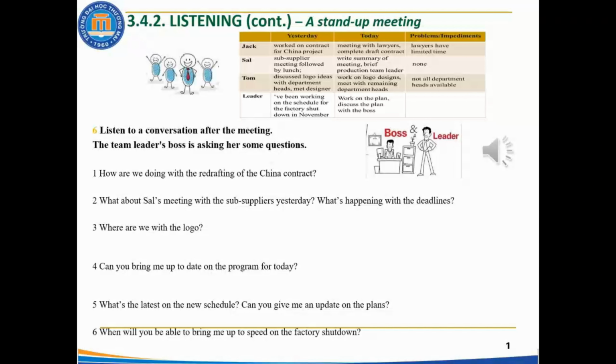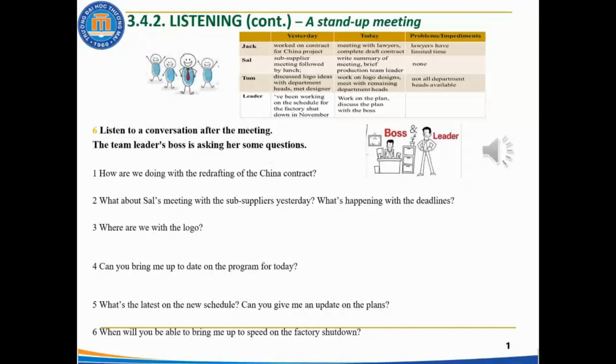How are we doing with the redrafting of the China contract? Jack is handling that. He's meeting with the lawyers today and is hoping to finish the draft today too. That's good. What about Sal's meeting with the sub-suppliers yesterday? I saw her in the canteen. What's happening with the deadlines? Well, they did agree some new deadlines, but I haven't seen them yet. I'm sure they'll be okay.